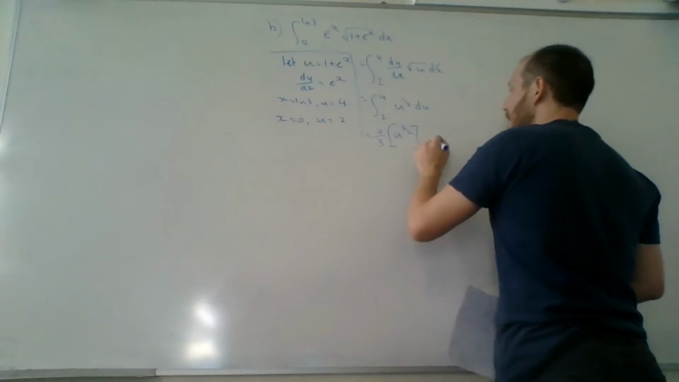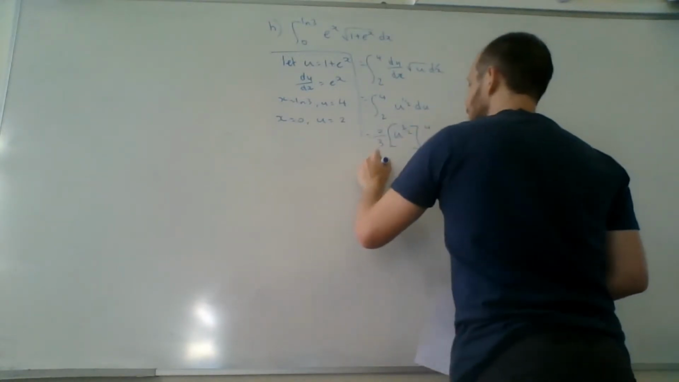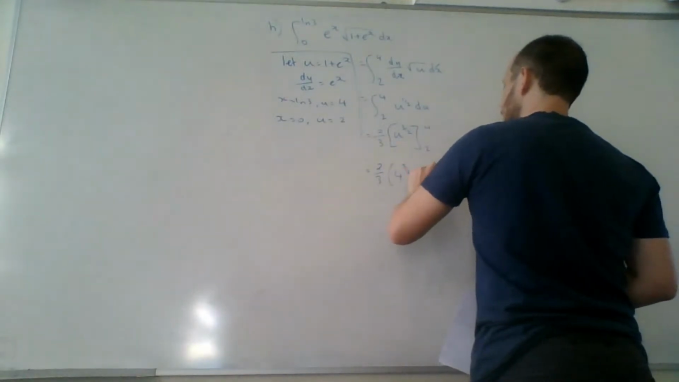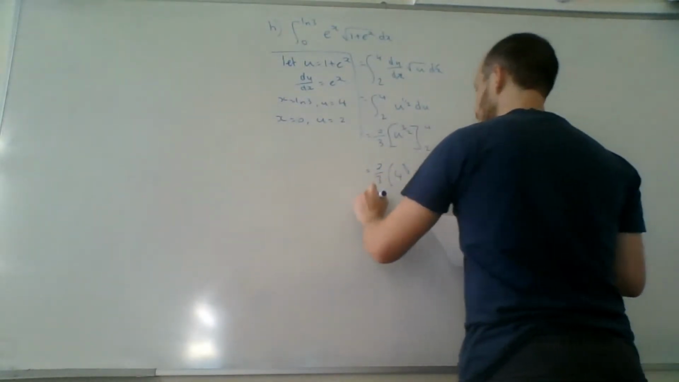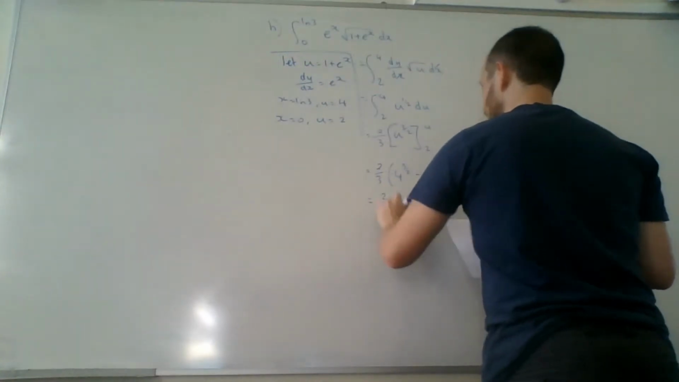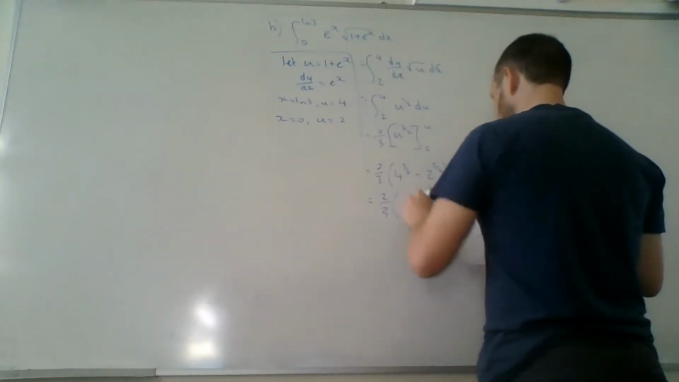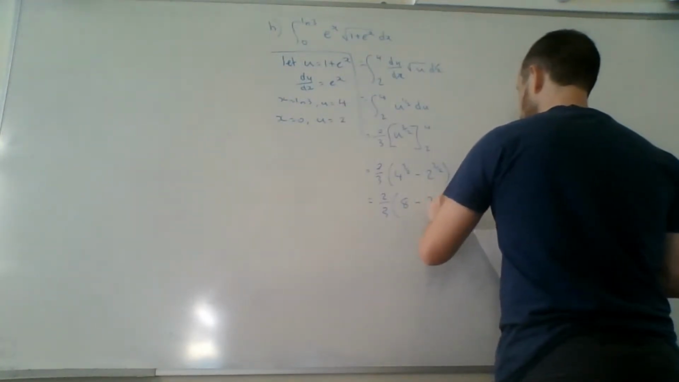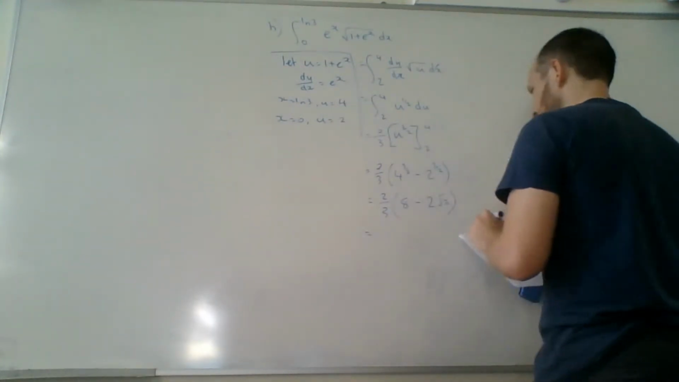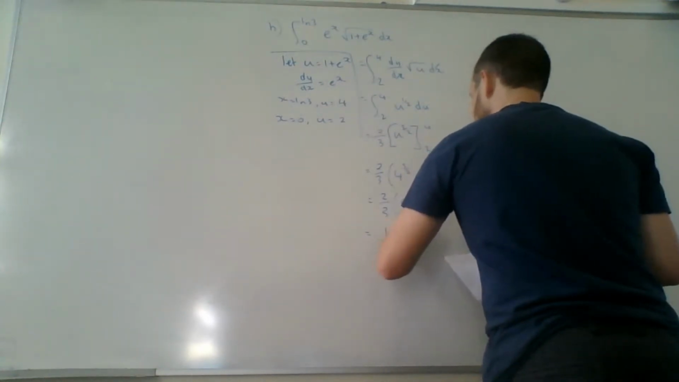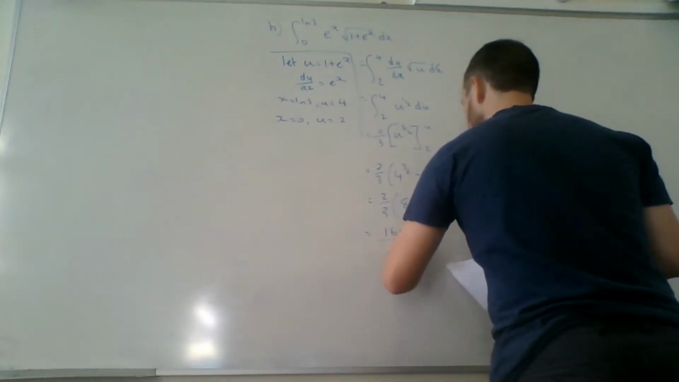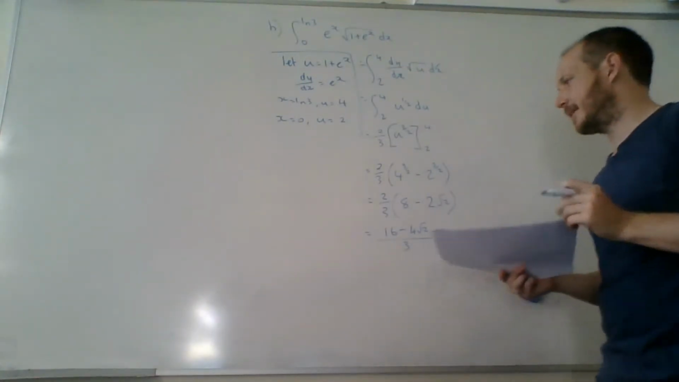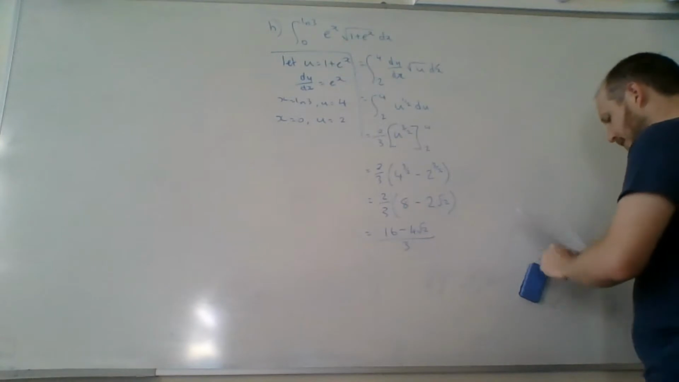Okay? And this is from 2 to 4. So this will be 2/3, and then we've got 4 to the 3 on 2 minus 2 to the 3 on 2. So this is 2/3. Now 4 to the 3 on 2 is 8, and 2 to the 3 on 2 is 2 root 2. So if we multiply this through, we'll get 16 minus 4 root 2 over 3. Okay? And we can't really simplify that any further from there, so we just leave it in that form.